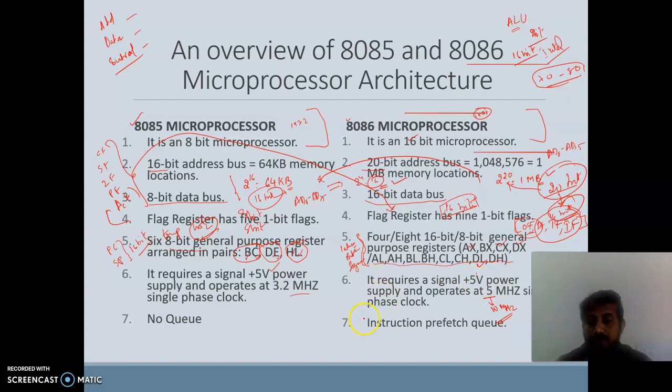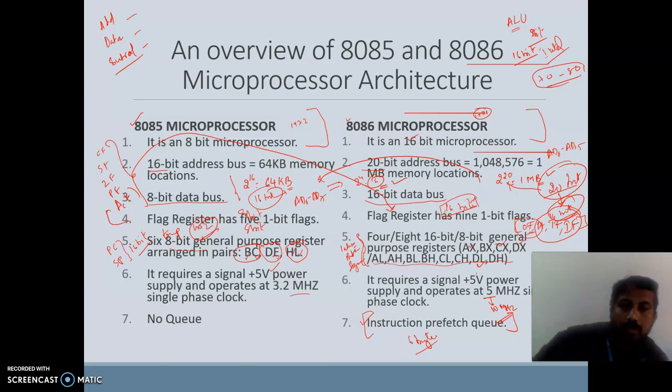And one additional feature which is not there in 8085, which makes 8086 so fast, is the instruction prefetch queue. This is a 6-byte instruction prefetch queue, which is used to store the instructions temporarily, and whenever you require, you will refer to this queue every time. So this is about the total differences between the 8085 and 8086 architecture.